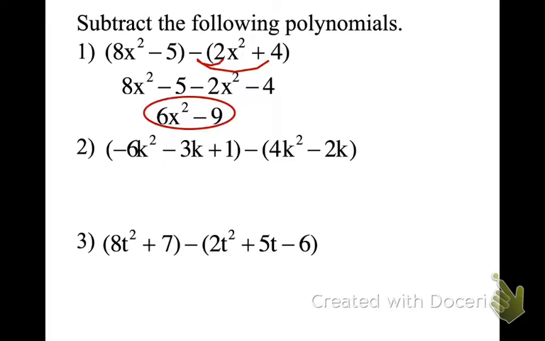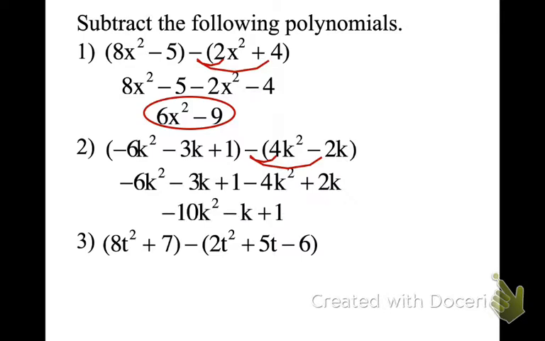We're going to distribute that negative to the 4k squared, and that becomes negative 4k squared, and that becomes a positive 2k. And then I bring all the other terms down: negative 6k squared minus 3k plus 1. When I combine my like terms, I have negative 6k squared minus 4k squared. That makes negative 10k squared. Negative 3k, positive 2k, that makes negative k. And then I have my positive 1.